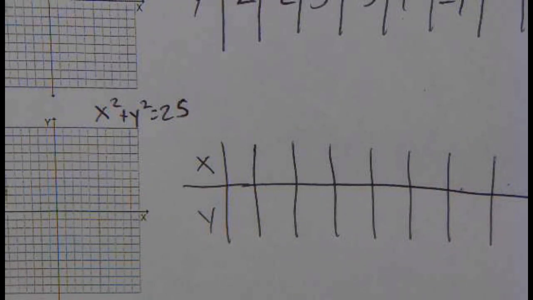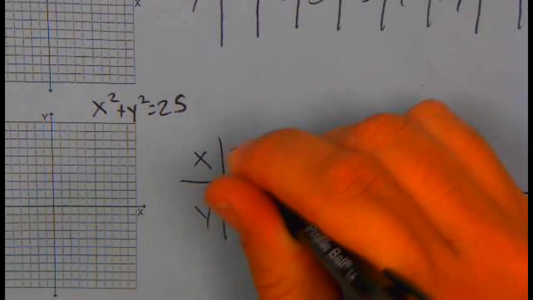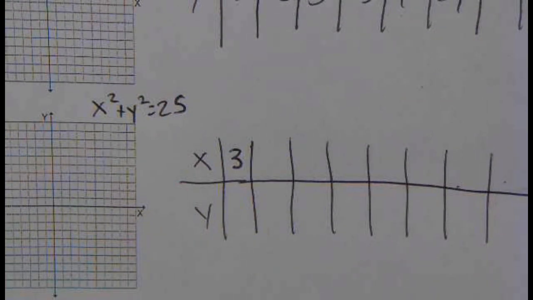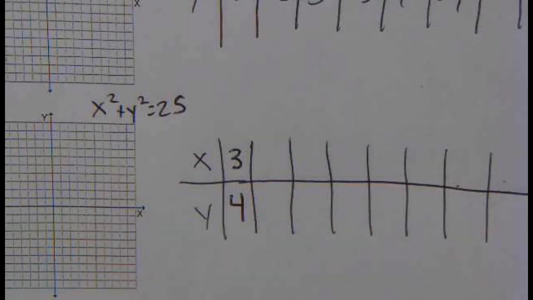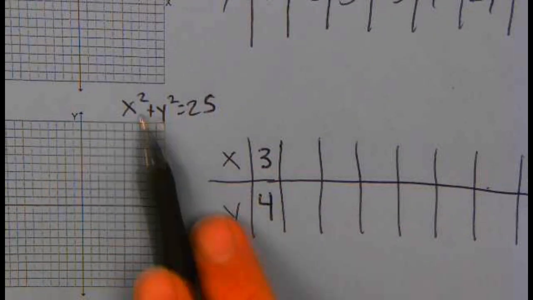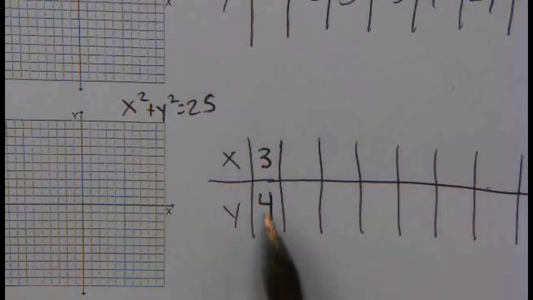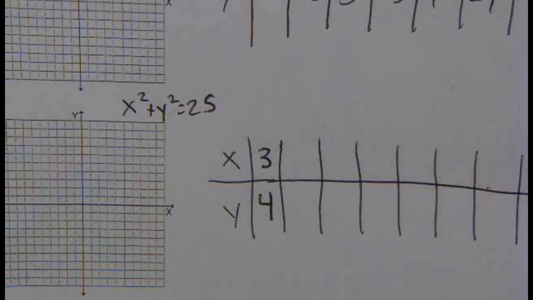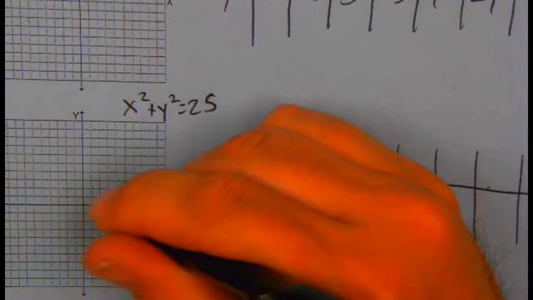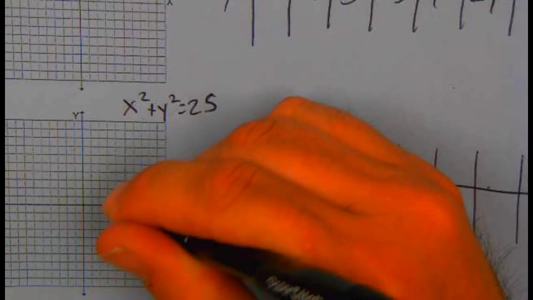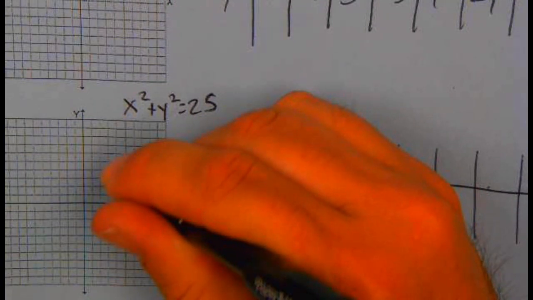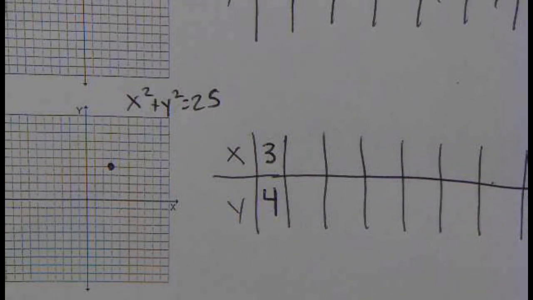3 and... So you have 3 for x? 3 for x and 4 for y, he says. Well, if I plug 3 in for x, I get 9. If I plug 4 in for y, I get 16. I agree with him that 9 plus 16 is equal to 25. So 3, 4 is a point on this graph. 1, 2, 3, 4. I'll just go ahead and plot that point in there. I know that point exists.